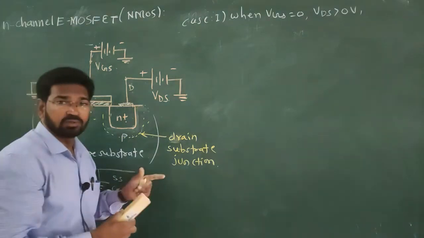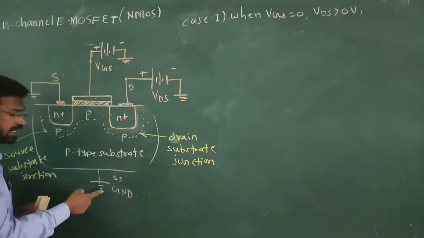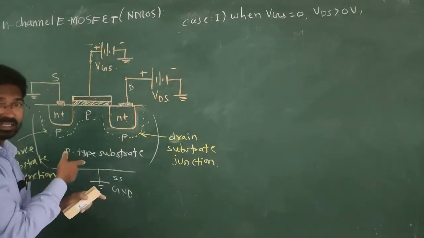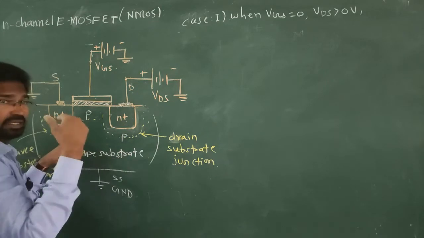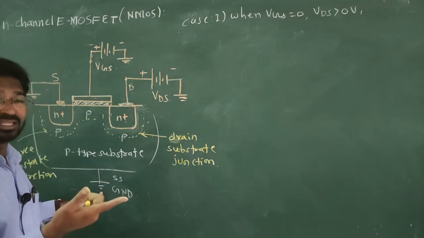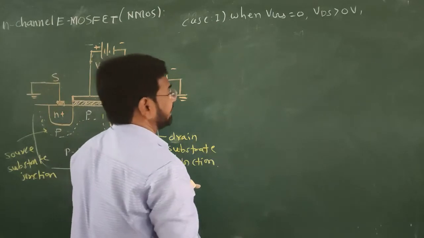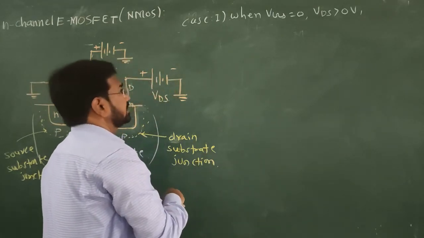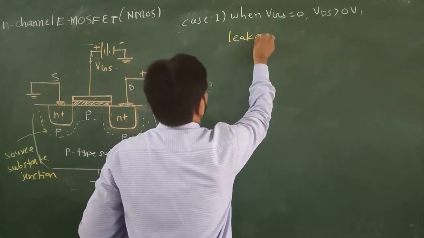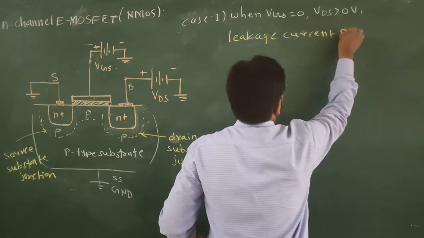See this, we have to reverse bias these junctions. Therefore, because of this, the substrate is always connected to ground in case of NMOS or N channel MOSFET. Remember this. In case of P channel MOSFET, the substrate is connected to higher potential, the highest potential in the circuit, that is positive. Now, see, what is the current in this case? So, current in the device is around leakage current. So, leakage current is present in the device.